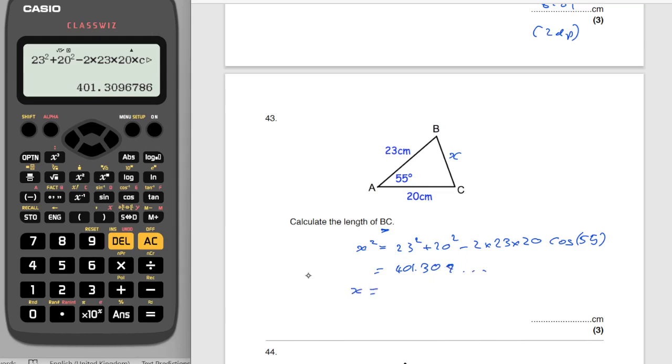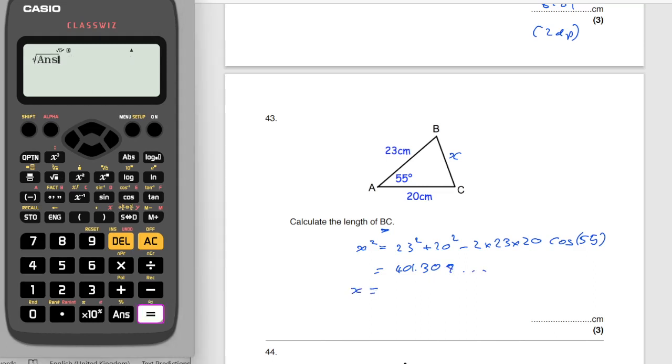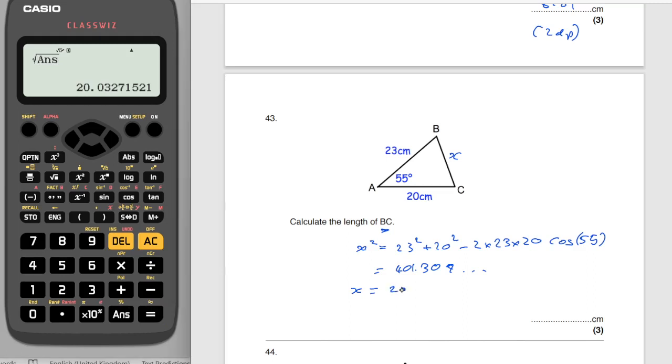So x is going to be equal to the square root of that. So square root my answer gives me 20.0327... So I'm going to go 20.03 again to 2 decimal places.